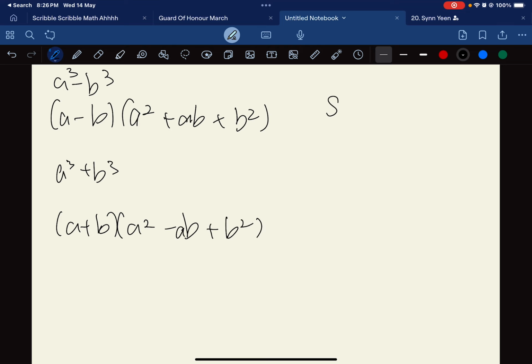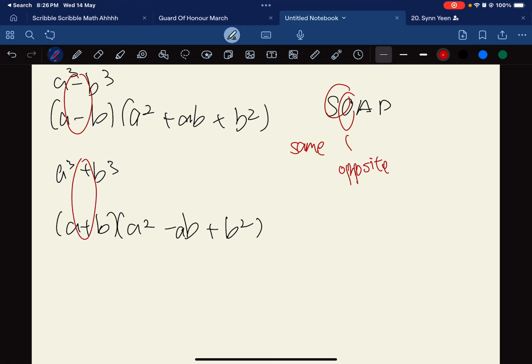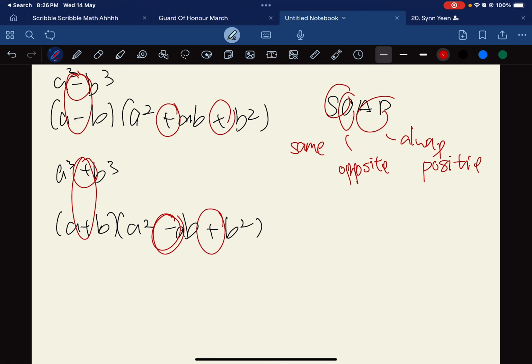So there's an acronym for this, which is SOAP. S stands for same, which means the sign is the same. O means opposite, which means, you see, this one is negative, so this one is positive; then this is positive, so this is negative. Opposite. And P stands for always positive, which means the last one is always positive. Okay, that's a very simple acronym.